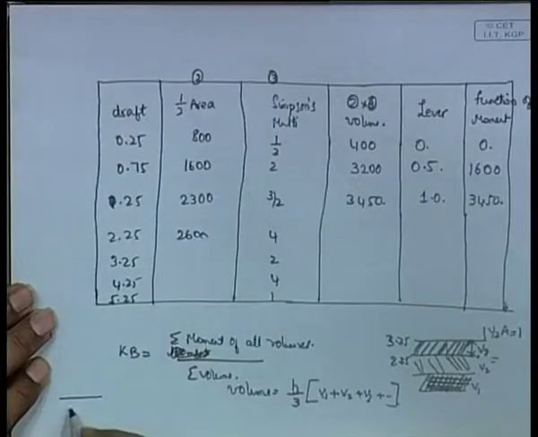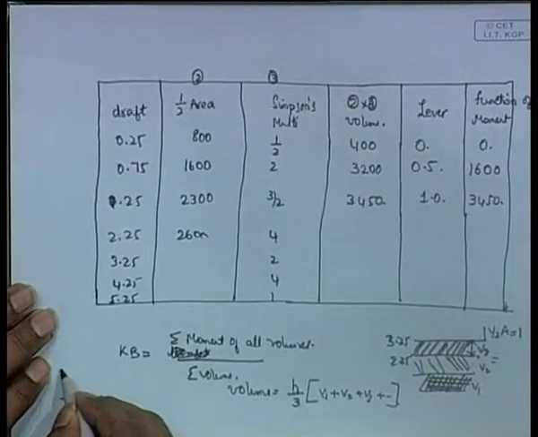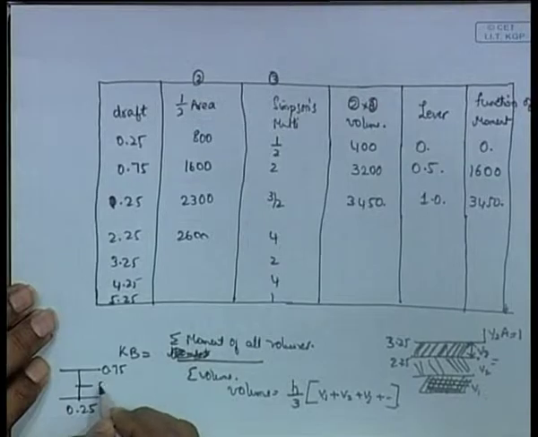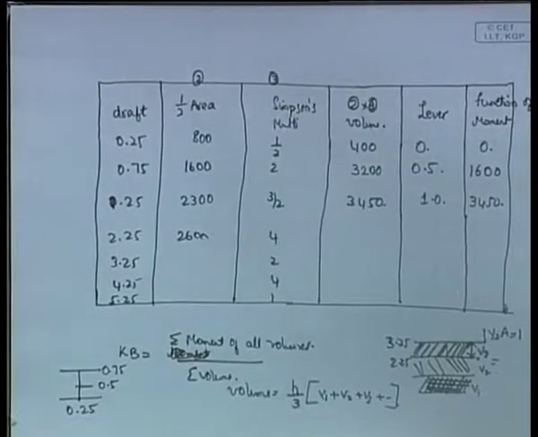Since the 0.25 level is taken to be 0, then between 0.75 and 0.25, the centroid of this volume will be 0.5 by 2. If 0.25 is taken as 0, then the next level is 0.75. So between these is the volume, and the difference will be 0.75 minus 0.25, that means 0.5.